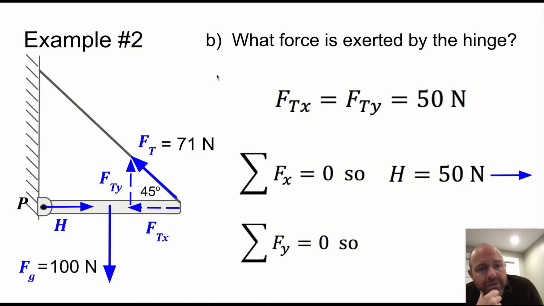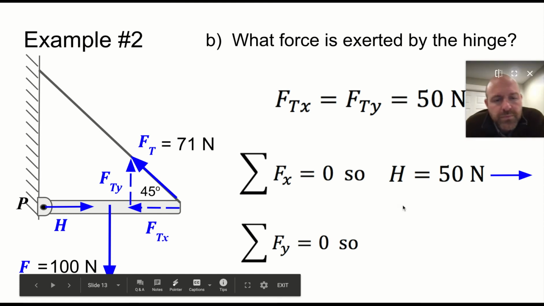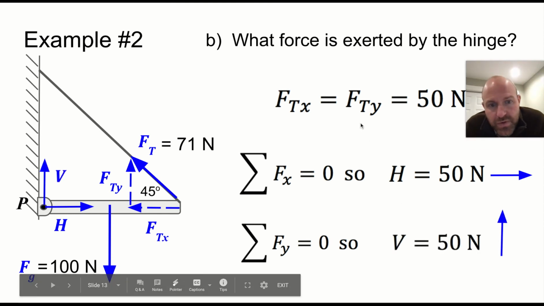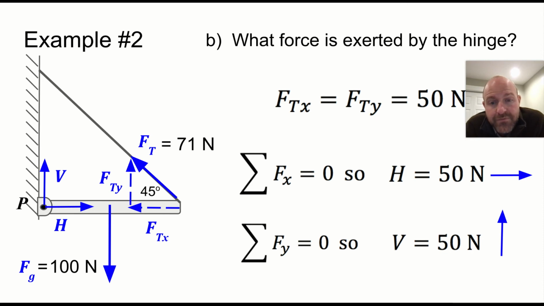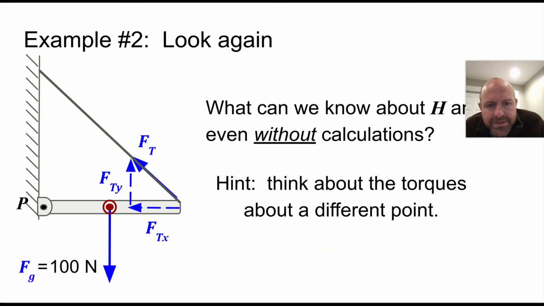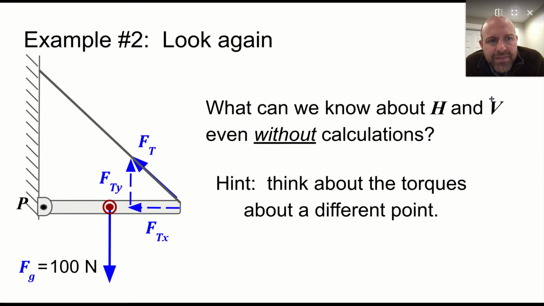The force in the y direction has to balance as well. So we've got a vertical force upward and a downward force of gravity. We've got 50 newtons up from the tension, and 100 newtons down, so we need an additional 50 newtons up. So that hinge is also applying a vertical component force. Now, you could combine them together to figure out the angle at which they are acting. But since they're both the same, it's a 45-degree angle.